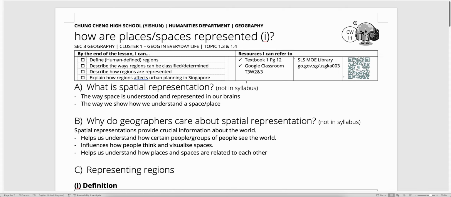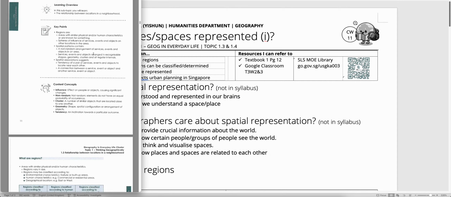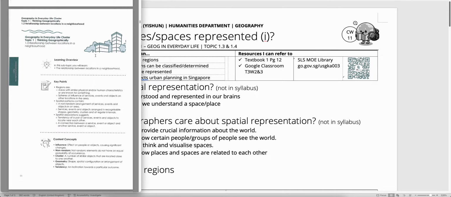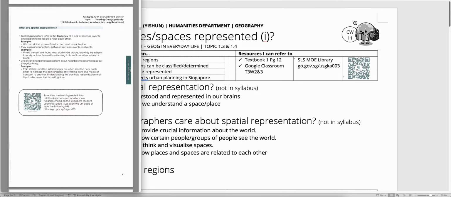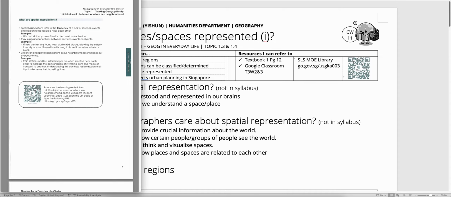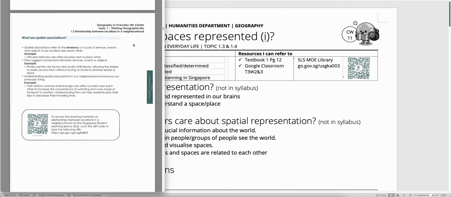Okay, hi everyone. We are going to this topic in geography in everyday life. If you go to your textbook and look at page 11, Thinking Geographically, 1.3, relationship between locations in a neighborhood, we have used this to talk about spatial association as well as synergy, which is found in 1.4.